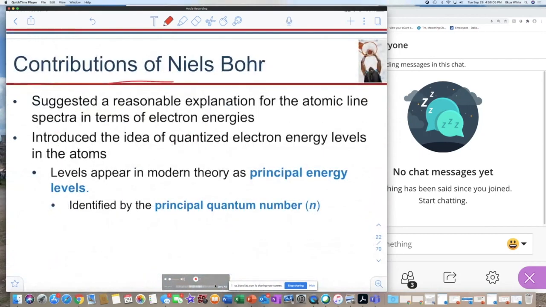So, the contributions of Niels Bohr. In other words, let's sit down now and say, how did his work actually help us? Okay, so Niels Bohr, when we're giving him credit, he got an award.